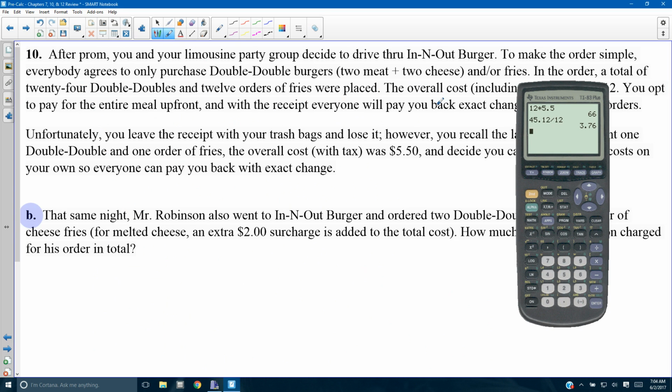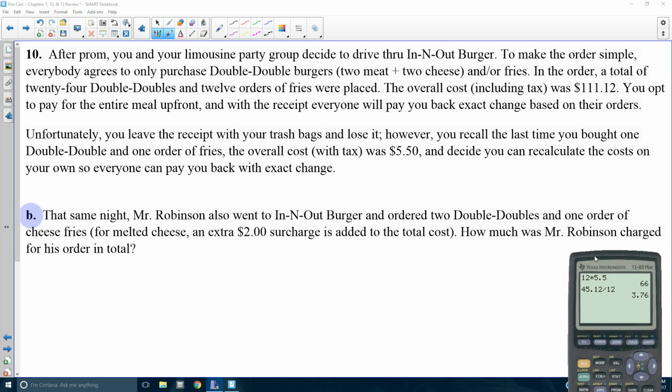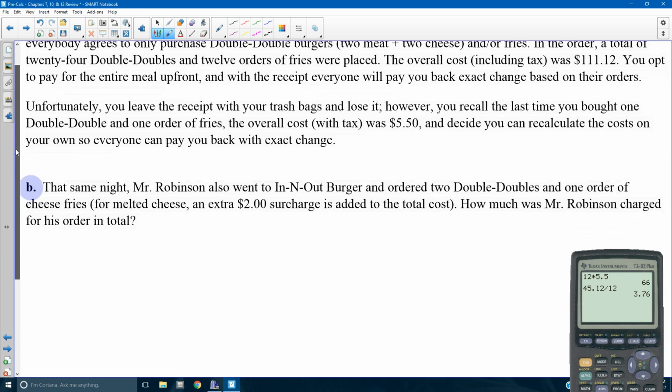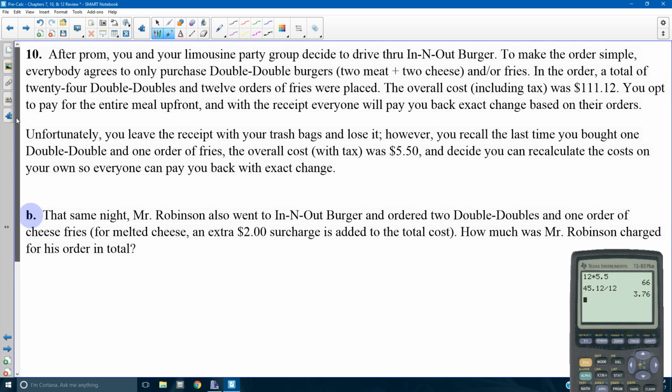Part B, same description. That same night, Mr. Robinson also went to In-N-Out Burger and ordered 2 doubles and 1 order of cheese fries. Now, for cheese fries, this is one of my complaints about In-N-Out Burger. They overcharge me for cheese fries, dude. $2 extra for the cheese? I don't think so. I guess the melted cheese, the fact they have to use the oven. I don't know what it is. How much was Mr. Robinson charged for his order in total?